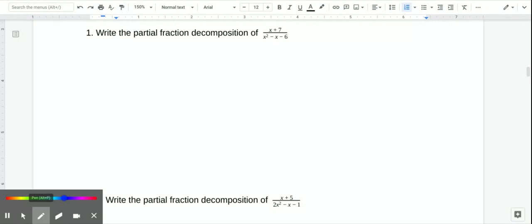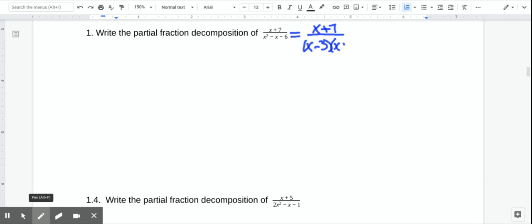This is the same problem from that warm-up that I was talking about, where we want to split this into smaller fractions. So the first thing we're going to do is factor the denominator. So the numerator is x + 7, and the denominator is (x - 3)(x + 2). And my goal is going to be to split this into two separate fractions. Now, notice I have two factors in the denominator, x - 3 and x + 2. So I'm trying to figure out what's going to go on top of those.